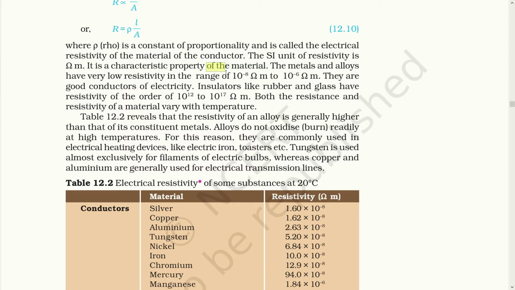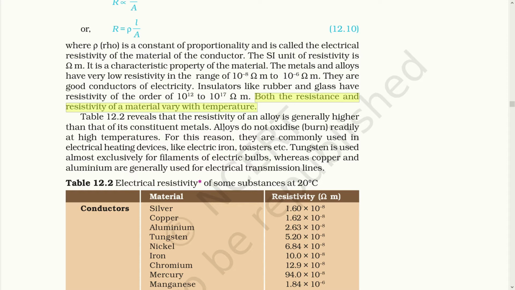Metals and alloys have very low resistivity, in the range of 10 raised to -8 to 10 raised to -6 ohm meter. They are good conductors of electricity. So the materials which are good conductors of electricity have low resistivity, between 10 raised to -8 ohm meter and 10 raised to -6 ohm meter. While insulators like rubber and glass have resistivity of the order of 10 raised to 12 to 10 raised to 17 ohm meter. Both the resistance and the resistivity of a material vary with temperature.